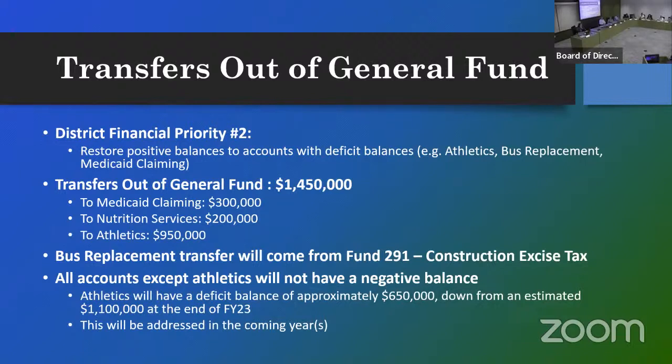And that will leave us with a deficit of about $650,000 in athletics, which we believe we should be able to get to zero next year. And then we will have a zero account balance or better in all of those sub funds of the 200 fund. Because it made it sound like there was mismanagement in the athletic fund.